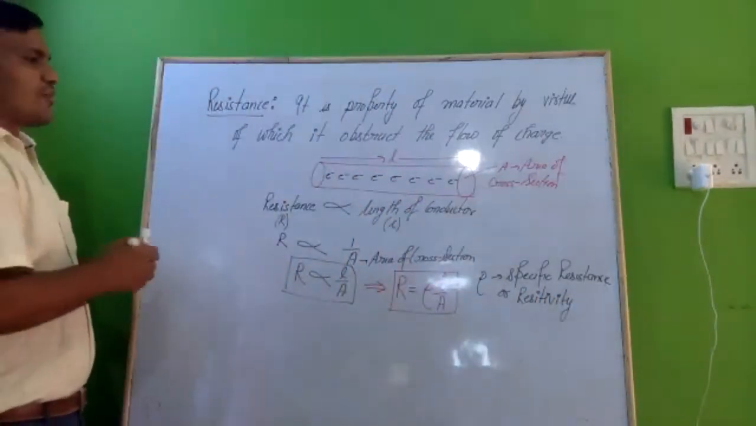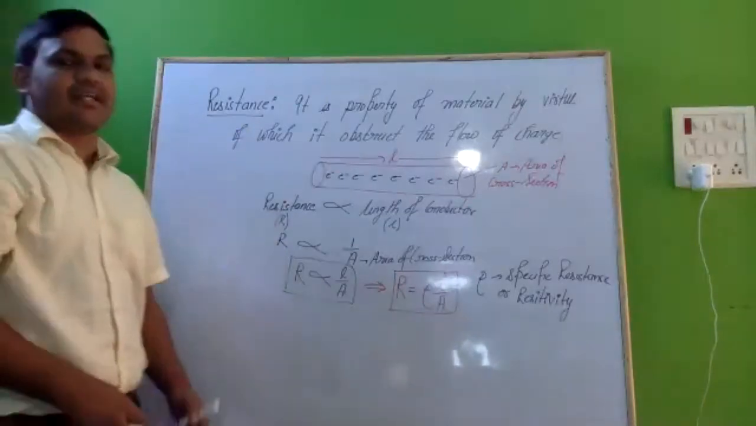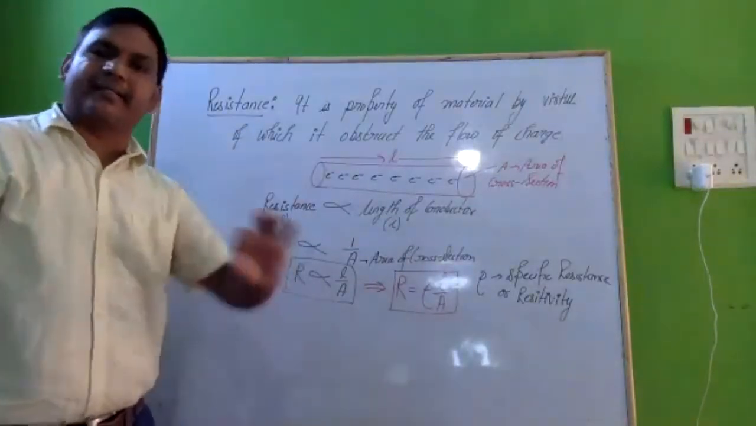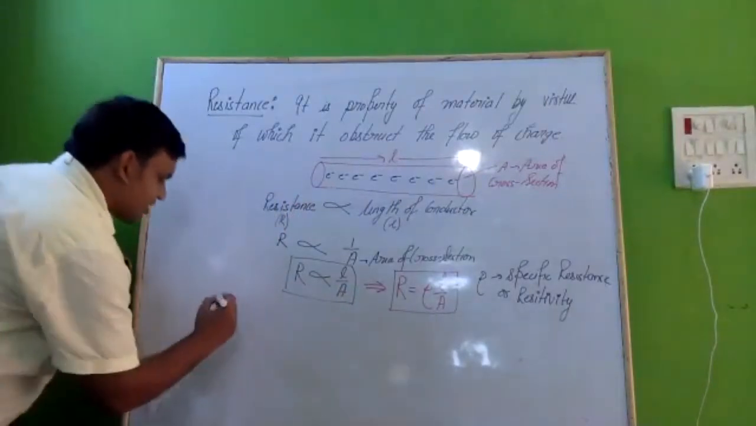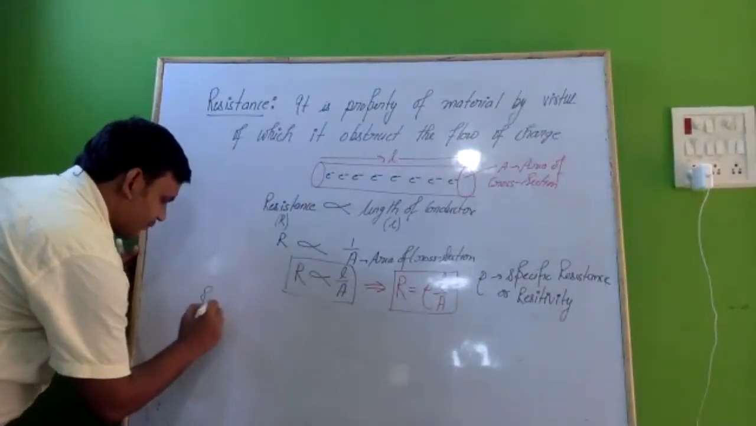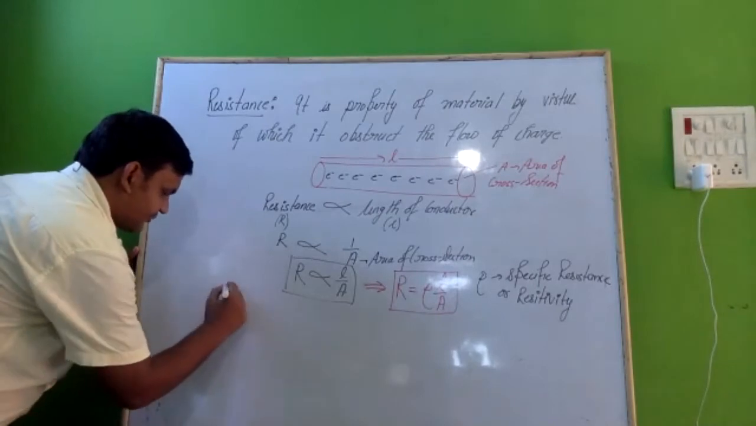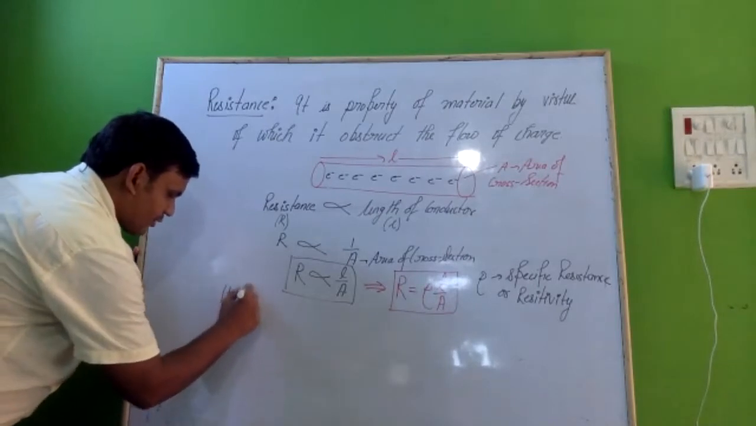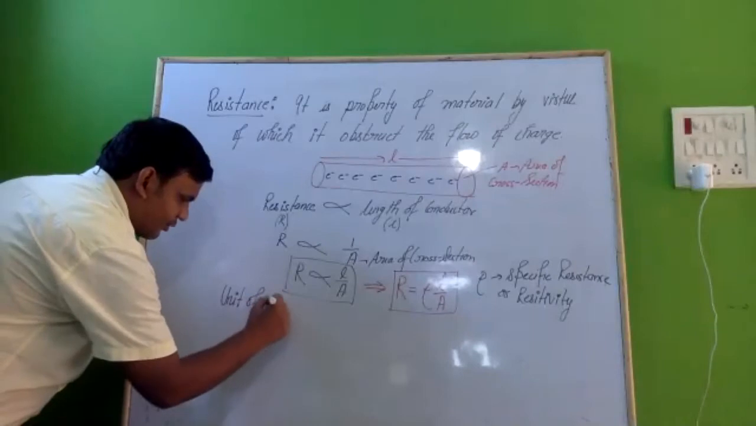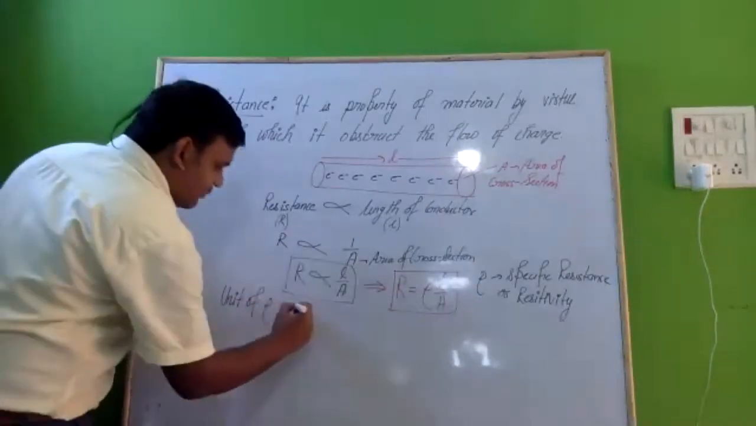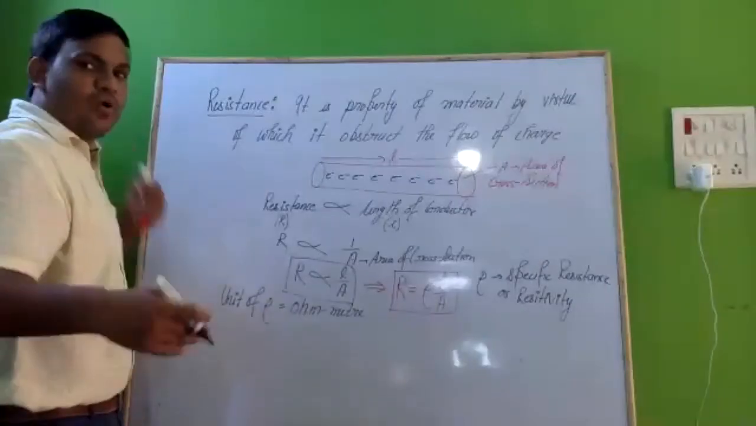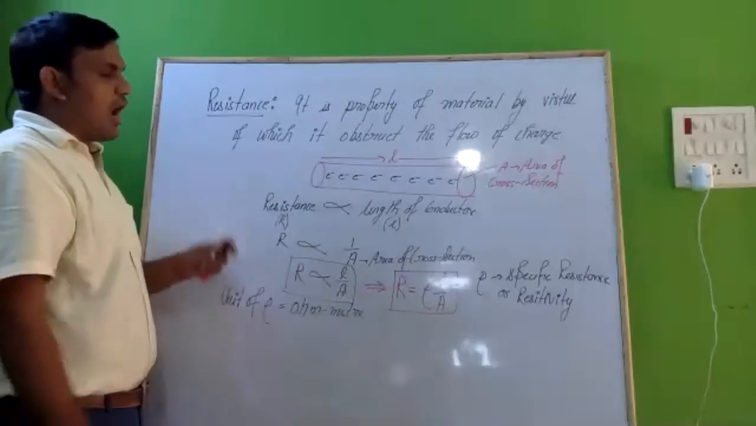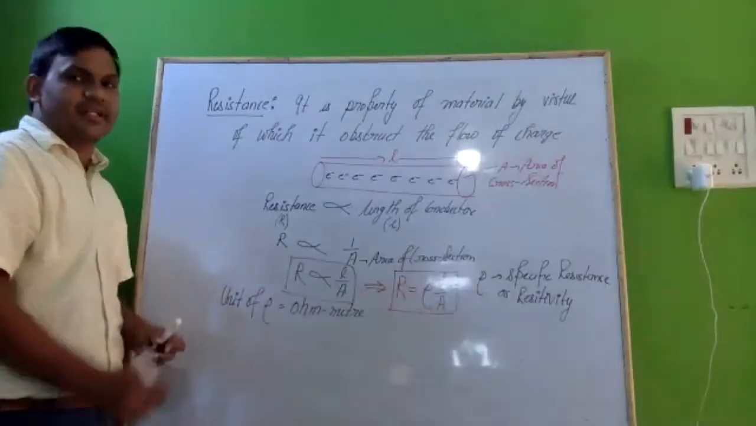So what will be the unit of resistivity and how can we define the resistivity? Let's see these things. So first, the unit of resistivity. The unit of resistivity, rho, will be ohm meter.